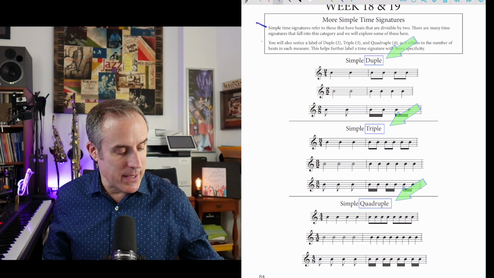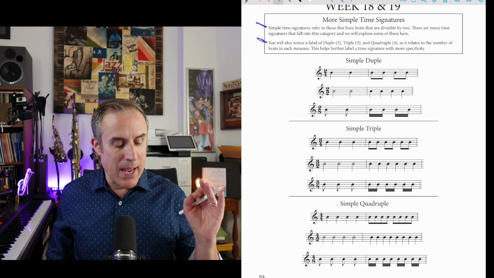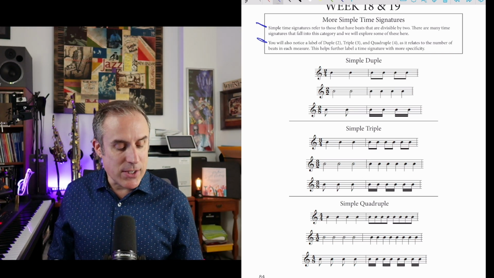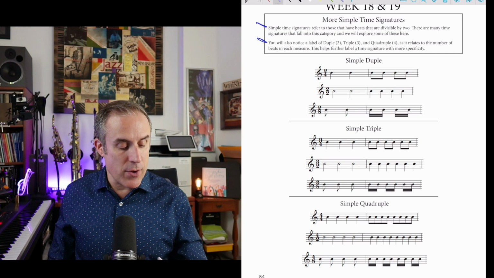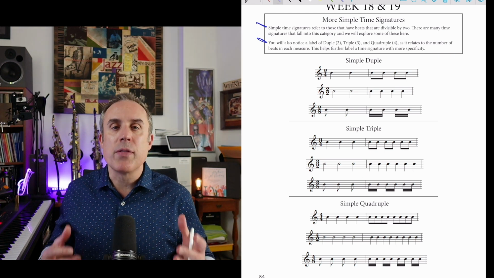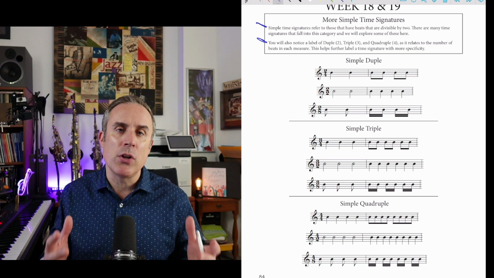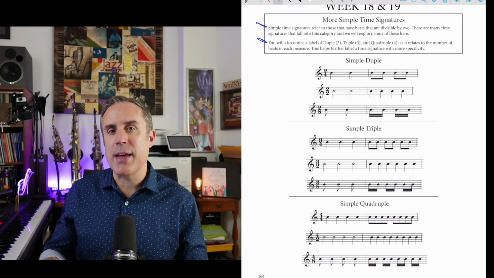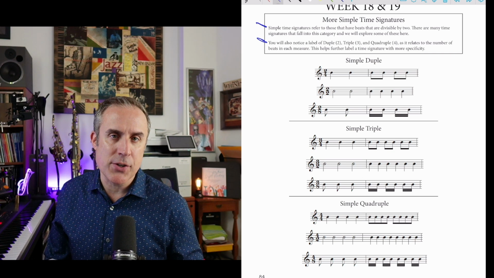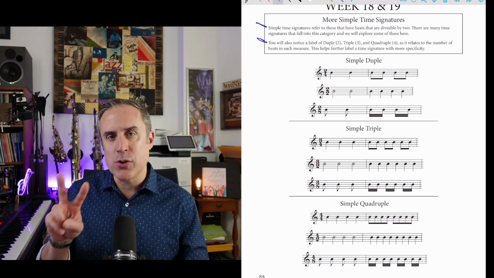Now let's read the second line here. You will also notice a label of duple, triple, and quadruple as it relates to the number of beats in each measure. This helps further label a time signature with more specificity. In other words, if I have a simple duple time signature, it means that I have a time signature that has 2 beats in each measure, and each one of those beats is equally divided into 2 parts.